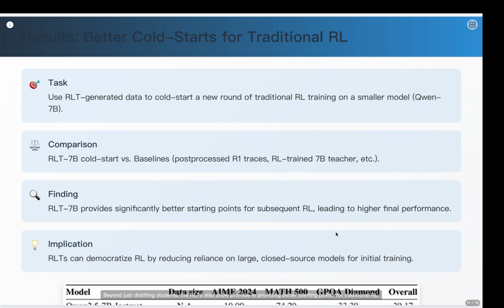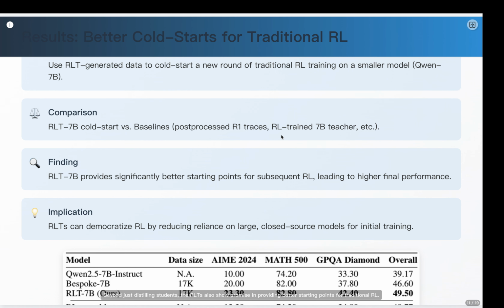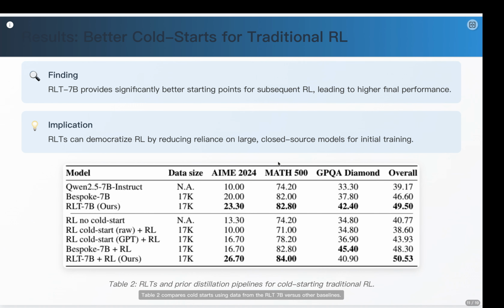Beyond just distilling students, the RLTs also show promise in providing better starting points for traditional RL. Table 2 compares cold starts using data from the RLT-7B versus other baselines. Again, the RLT-generated data leads to significantly better performance after subsequent RL training.